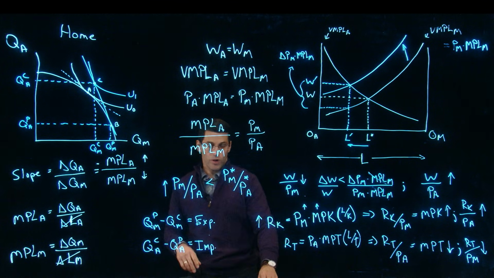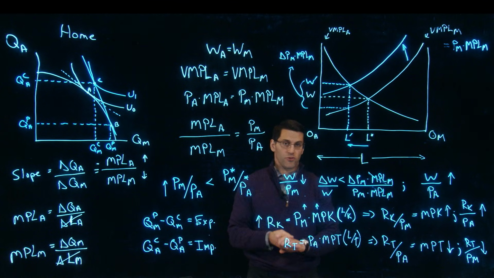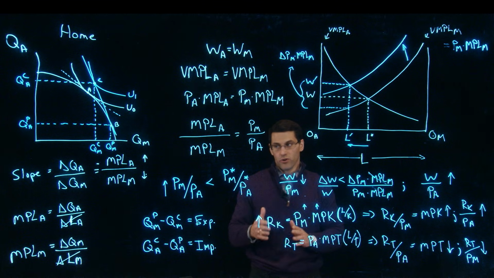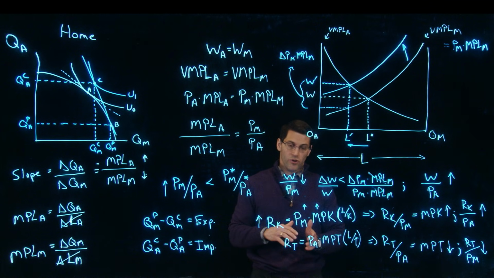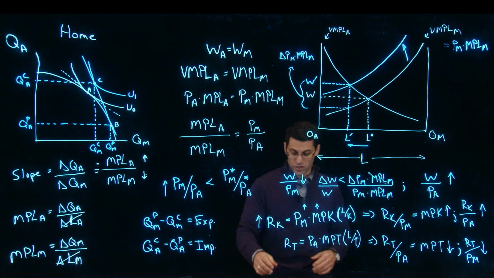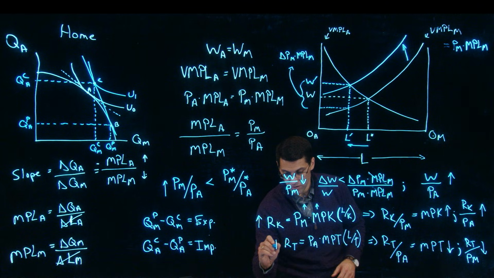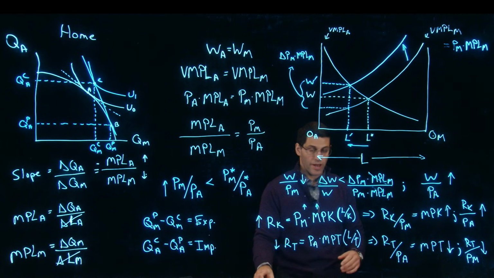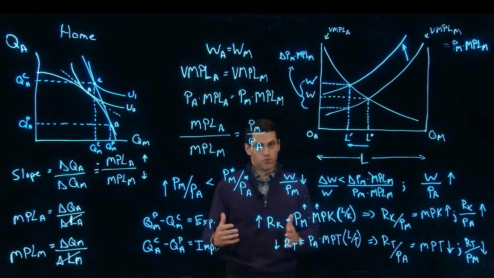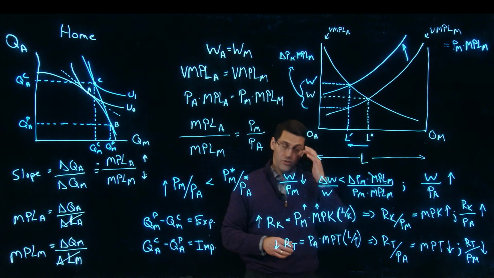So what do we see here? Well, the returns to the specific factors, those are definitive. The return to capital has gone up in real terms, not just in nominal terms, while the real return to land, RT, has gone down. Both the real and the nominal move in the same direction for the specific factors.